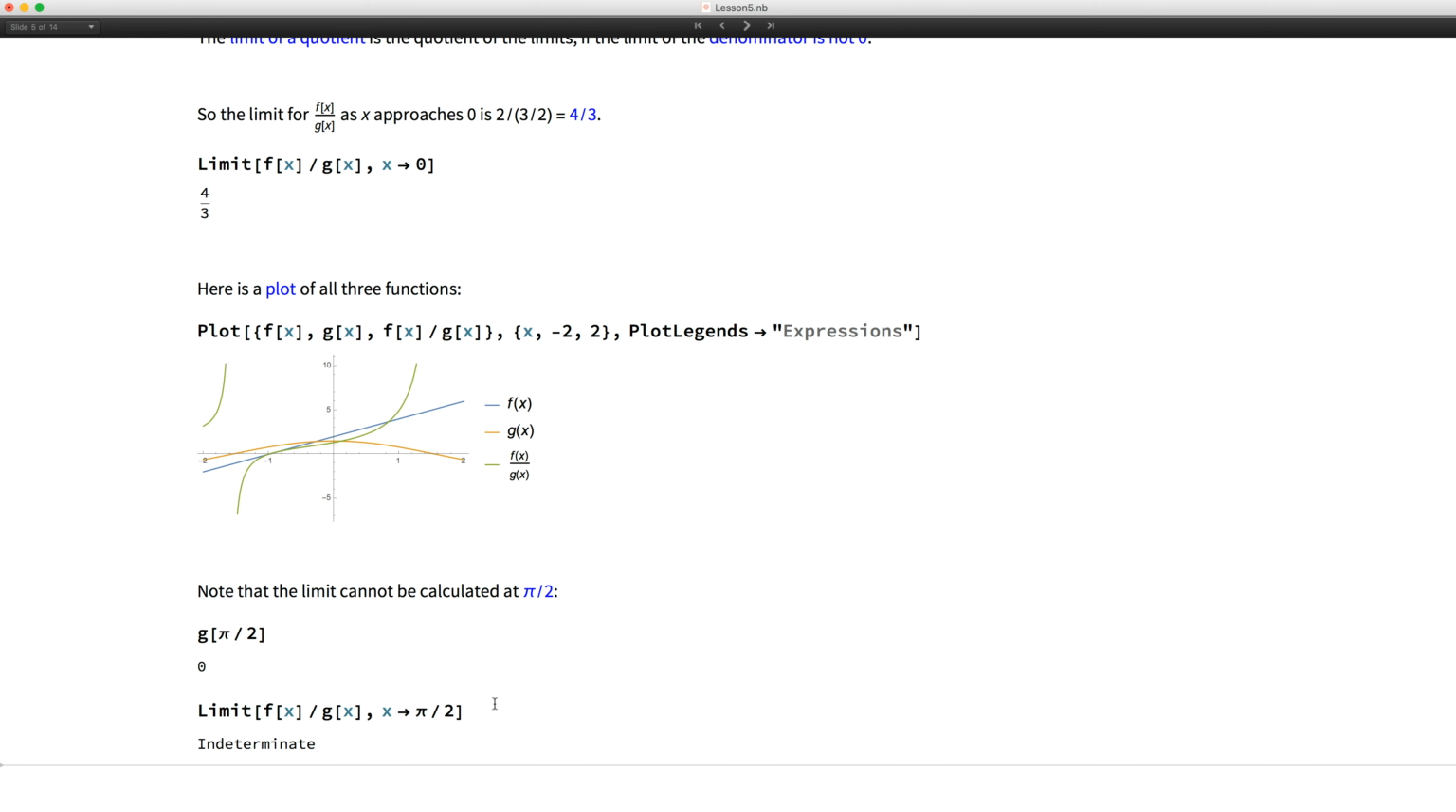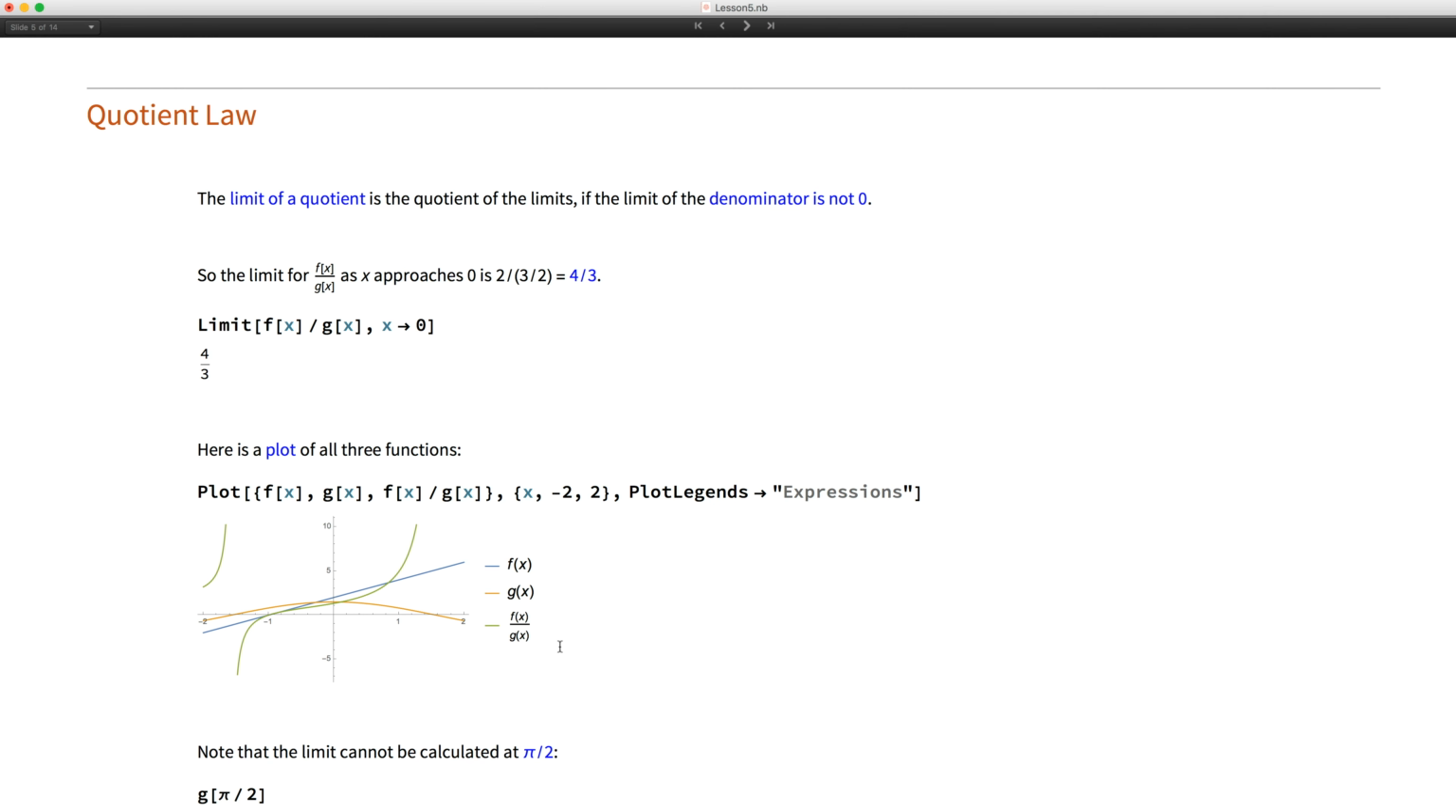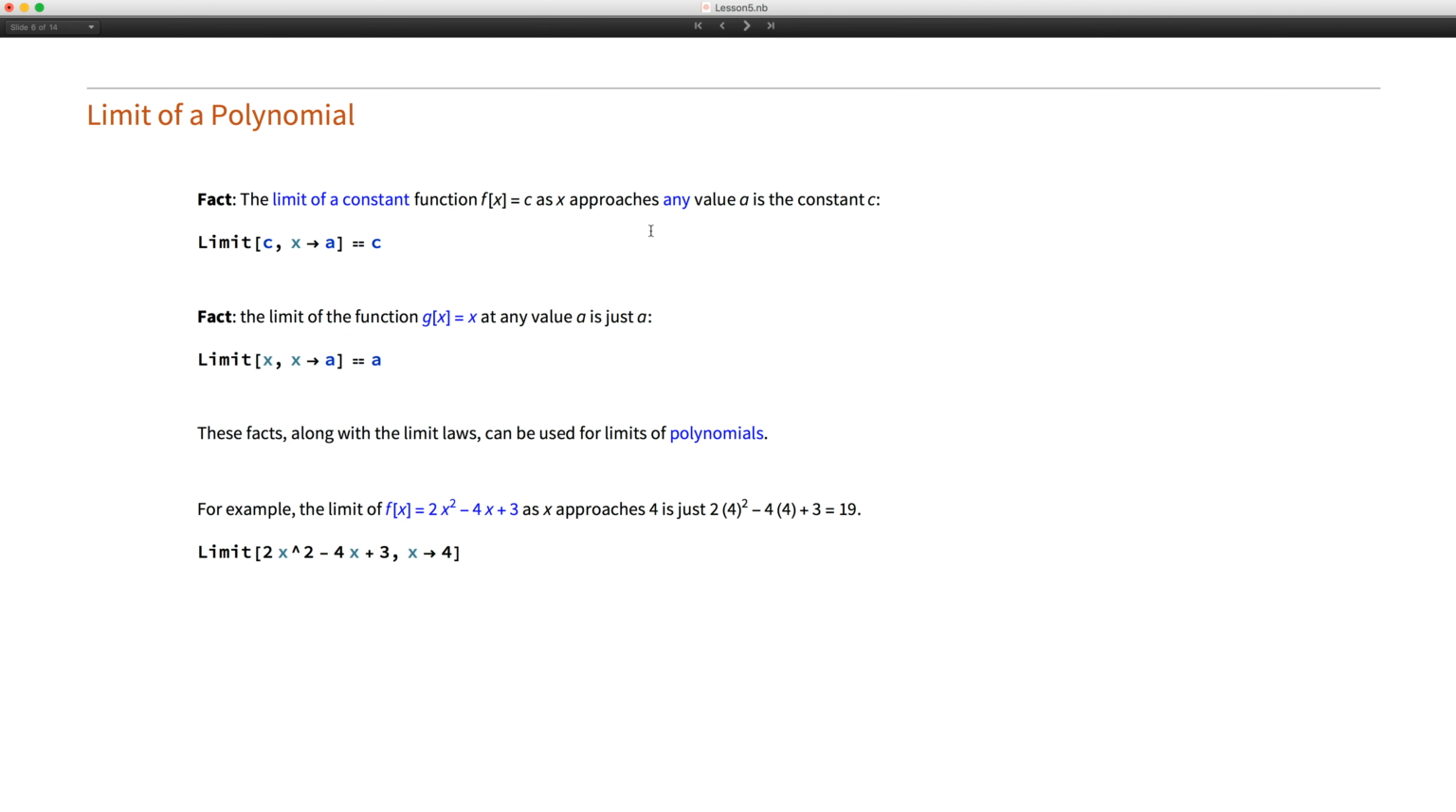So the quotient law is almost true, and it's not true when the denominator is becoming 0 in any way. Okay, so some examples now of limits.